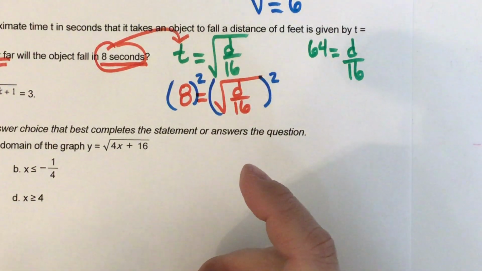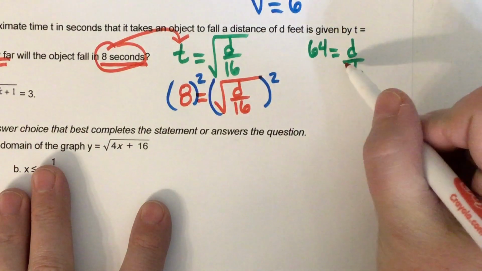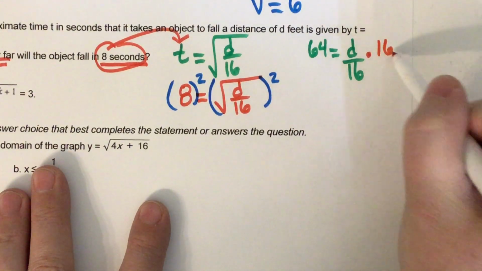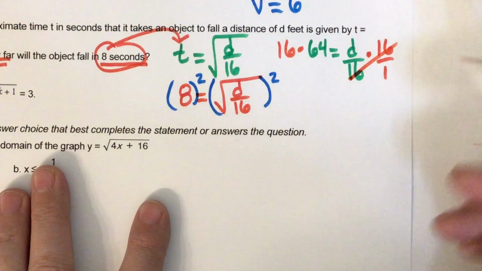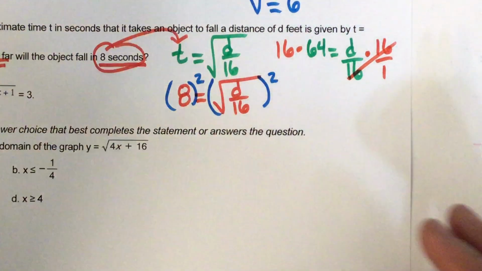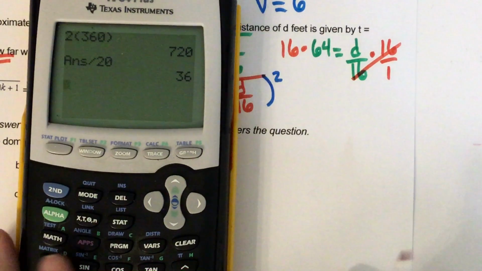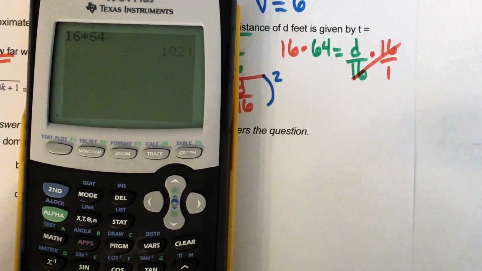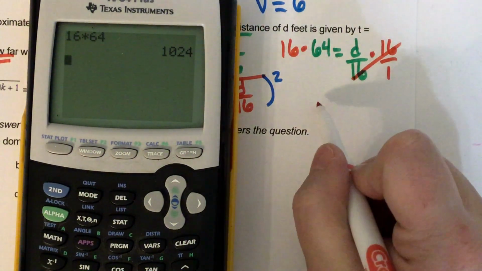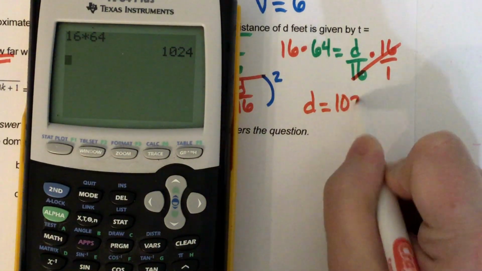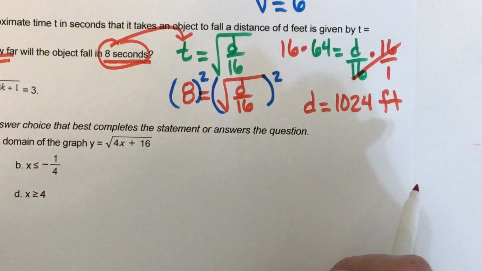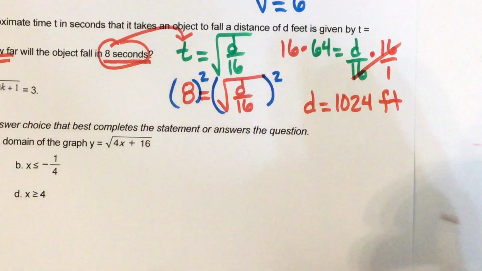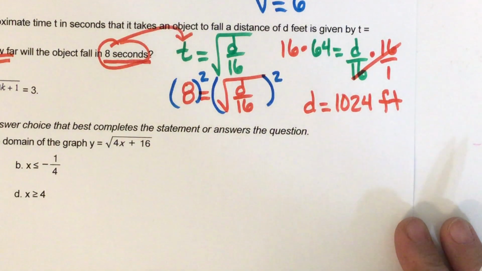And then to get d by itself, I get rid of division of 16 by multiplying by 16. So I'm going to multiply both sides by 16, and that will be my answer. So 16 times 64. And that makes 1,024 feet. So that is my distance that it will take an object to fall in 8 seconds.